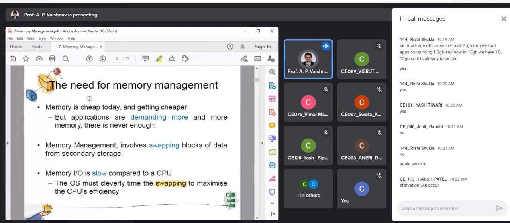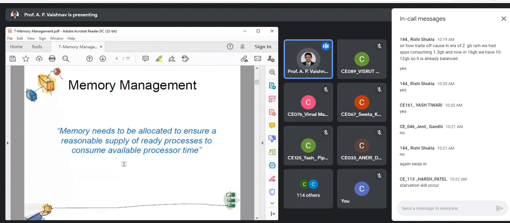I'll again refresh the concept. As swapping is a difficult job, right? And IO is slow compared to CPU. That is why we need to have optimized memory management logic, right? Okay. So the bottom line of all this concept is this, right? Memory needs to be allocated to ensure a reasonable supply of ready processes, right? Now, we are not saying a number over here because it depends upon the situation. How many processes you can support at a time, that depends upon priority also, right? But we say a reasonable supply of ready processes to consume available processor time.